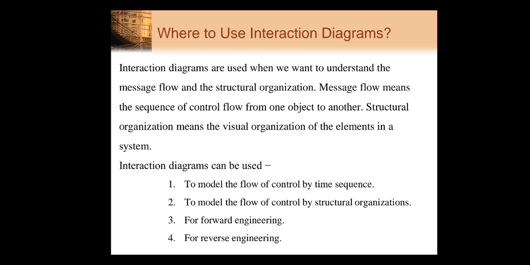The interaction diagrams are used when we want to understand the message flow as well as the structural organization of the objects, how the messages are flowing throughout the system between the objects and how these objects are organized inside the system. When we want to understand this, we use the interaction diagram. Message flow means the sequence of control flow from one object to another object. And structural organization means the visual organization of the elements in a system, how the objects are organized inside the system so that the messages flow between these objects for the interaction purpose, and then we can easily show it.